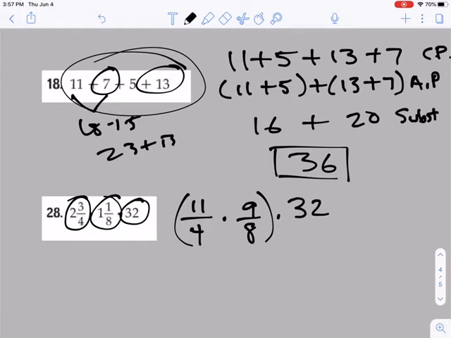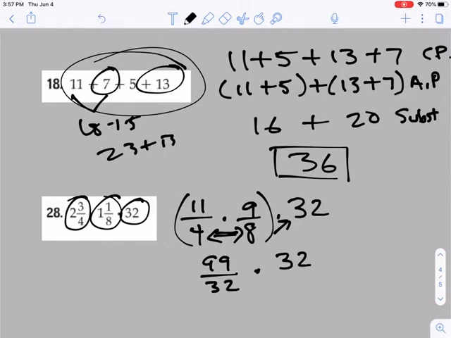So we're talking about a grouping thing. And the reason is, think about what your denominator is going to be when you do this, and then think about what we're going to be multiplying it by, right? So 11 times 9 is 99, and then 4 times 8 is 32. And then you're taking that and you're multiplying it by 32.